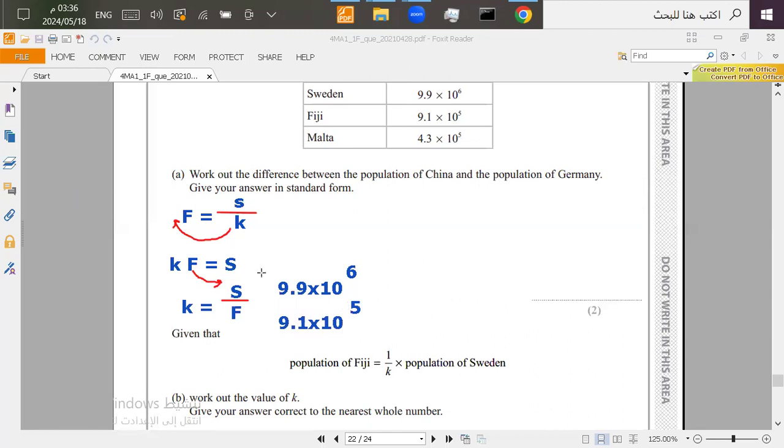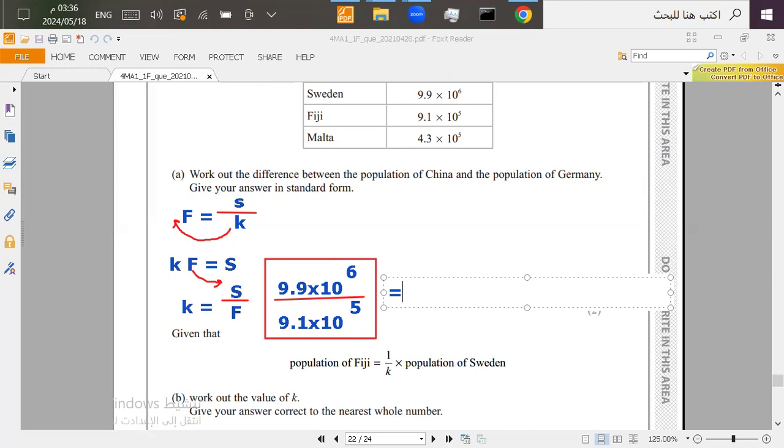Now I put a fraction line. Now I can use the calculator, divide these by each other, and I'll get the value of k. So divide these by each other, and I'll get the value of k. So first, 9.9 times 10 to the power of 6, and then down in the denominator, 9.1 times 10 to the power of 5.